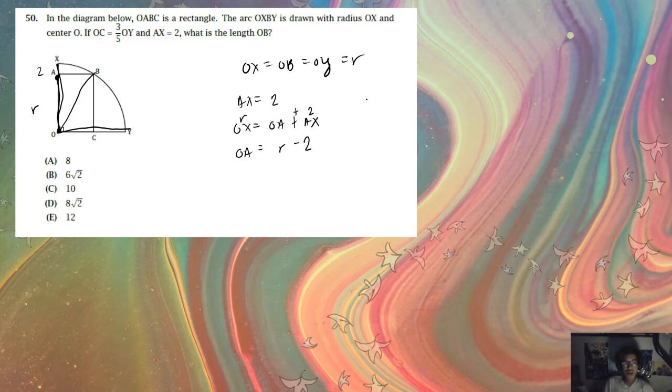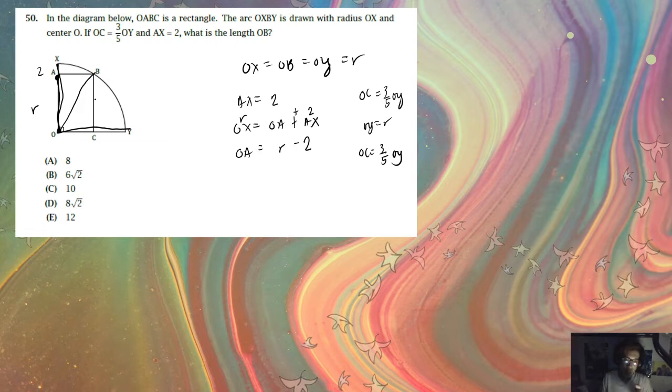We have another clue. OC is equal to 3/5 of OY. Now we know OY is also a radius of the circle, and OC is missing. To find OC, since we are given that OY is a radius of a circle, OC must be 3/5 of OY. And what shape is inscribed in this quarter circle? There is a rectangle. There's a rectangle inscribed in the quarter circle.